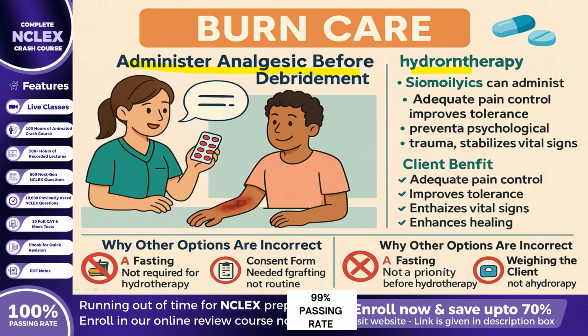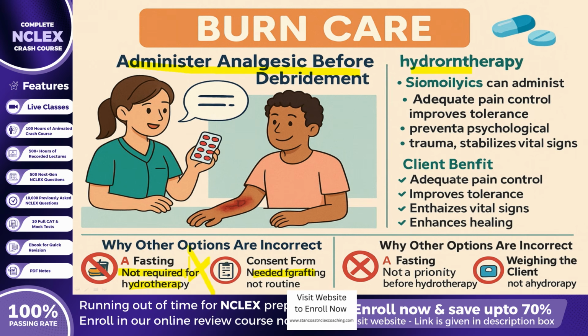Turning to the other options, fasting as an option A is not required because hydrotherapy is not performed under general anesthesia. Clients can eat and drink as tolerated unless they are scheduled for operative debridement under anesthesia. Option B, ensuring a consent form, is important for surgical procedures such as grafting but is not required for routine wound care like hydrotherapy. Option D, weighing the client, is certainly necessary for fluid balance and nutritional monitoring in burn care, but it is not directly linked to client safety during the procedure itself and can be performed at another time. Therefore, while all of these actions have relevance in the larger context of burn management, they are not the most immediate priority before hydrotherapy begins.